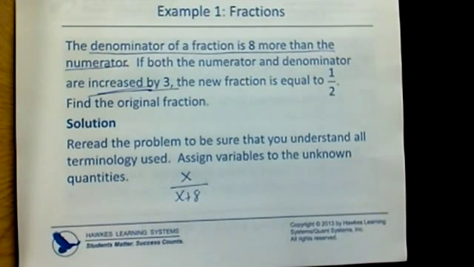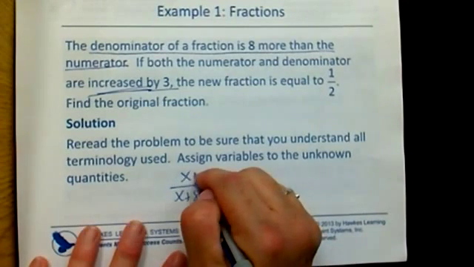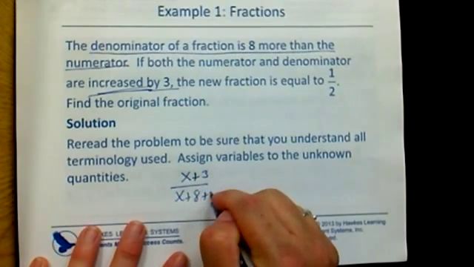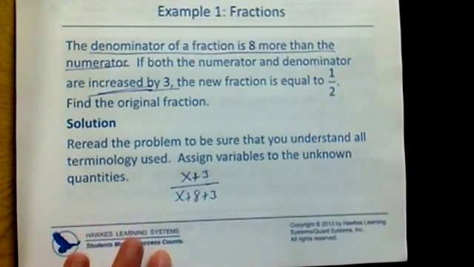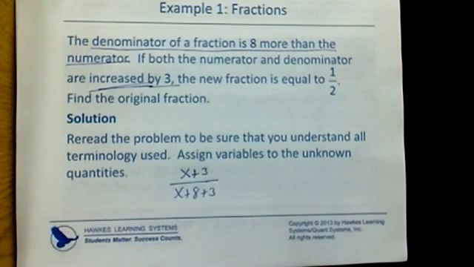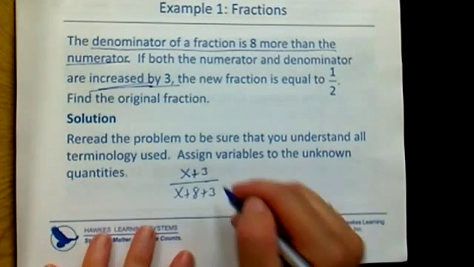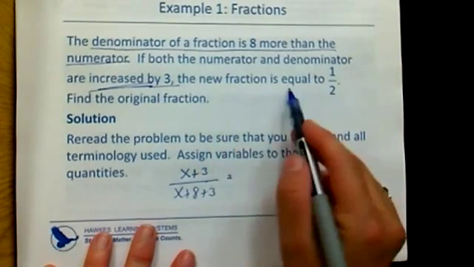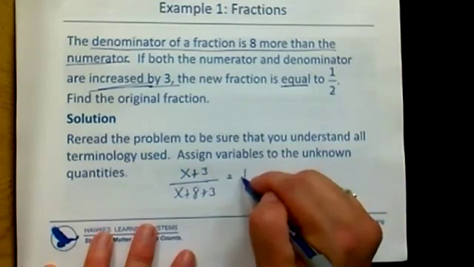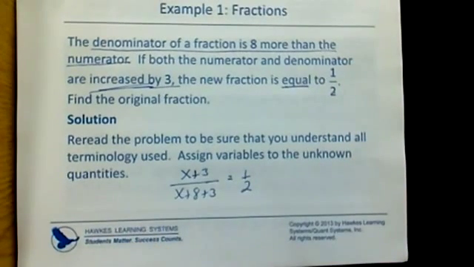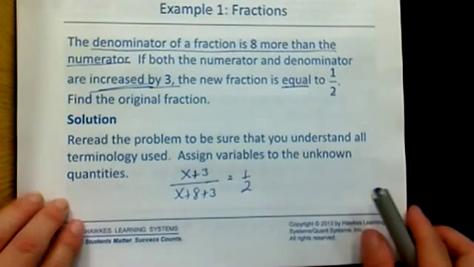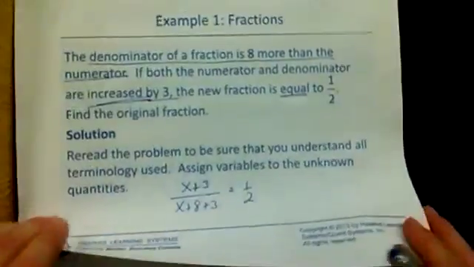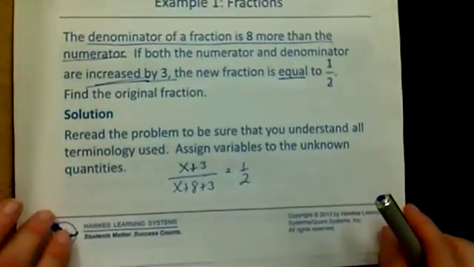Increase means I need to add something to it. So I'm going to plus 3 here, and plus 3 there. So I'm adding 3 to whatever that happened to have been. It's going to equal 1/2. So that becomes my equation to solve, and this is pretty much like what we just got done doing. So that's how that one happens to set up.